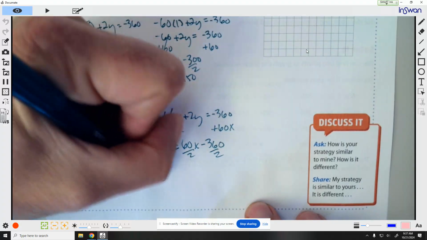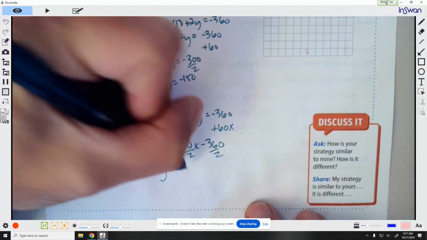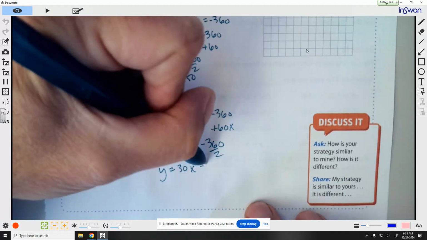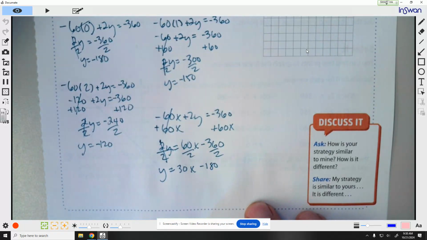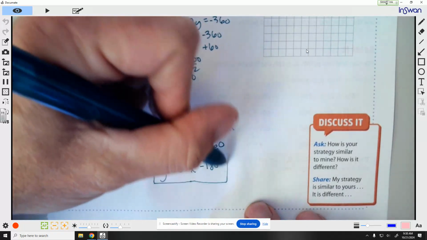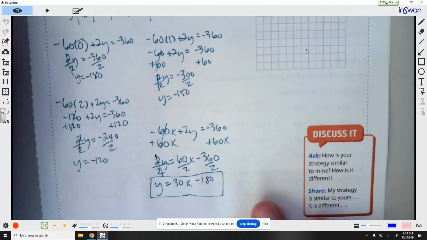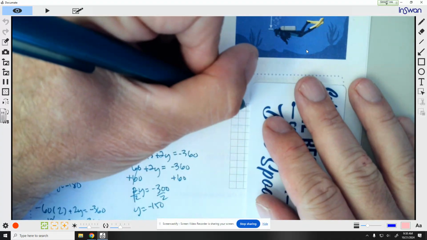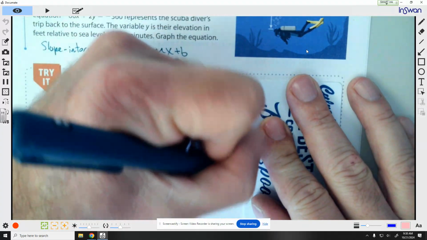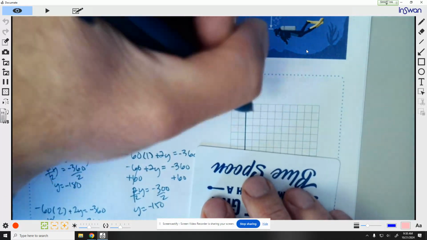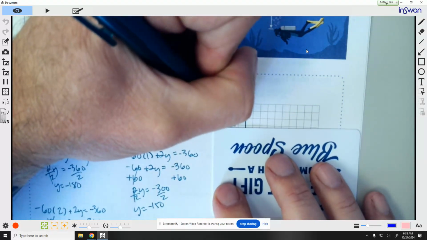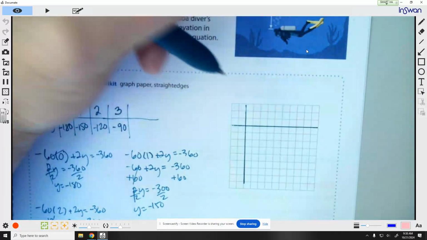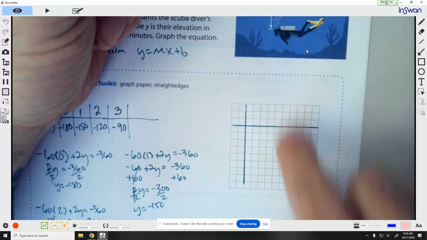This cancels, so you get y is equal to 60 over 2, which is 30x, and negative 360 over 2 is equal to negative 180. So this is our equation in slope-intercept form. Okay, for me to go graph now, I'm going to use a portion of the coordinate grid, meaning I'm really only going to focus on one quadrant. And that would be our positive time, but our negative c values here because you're below sea level.